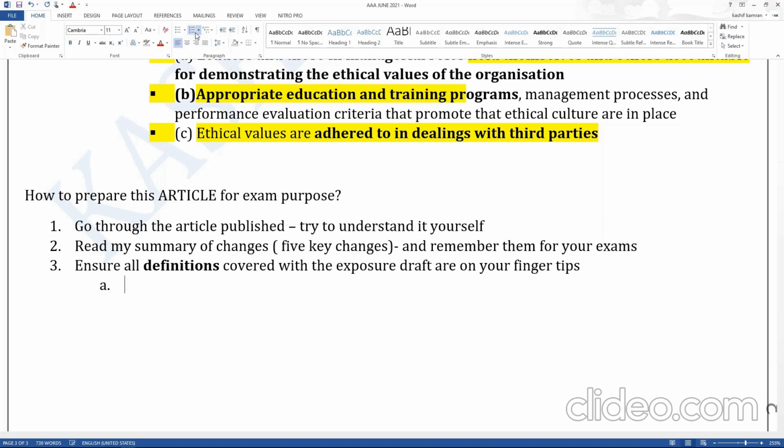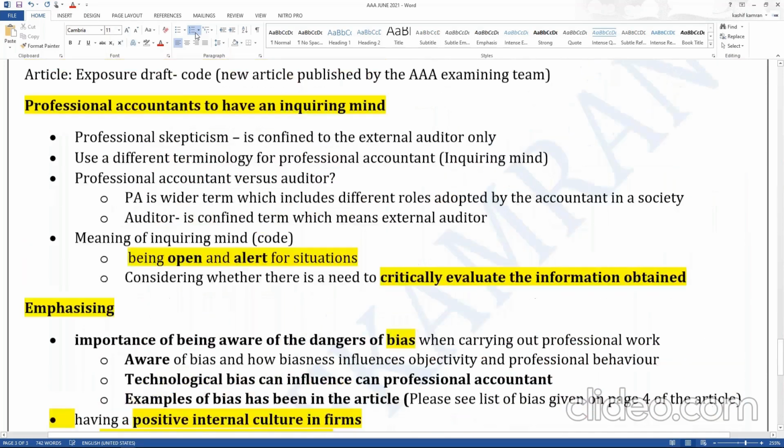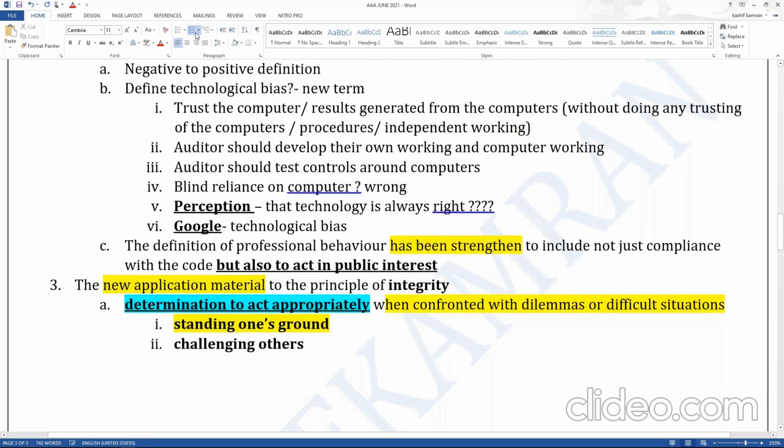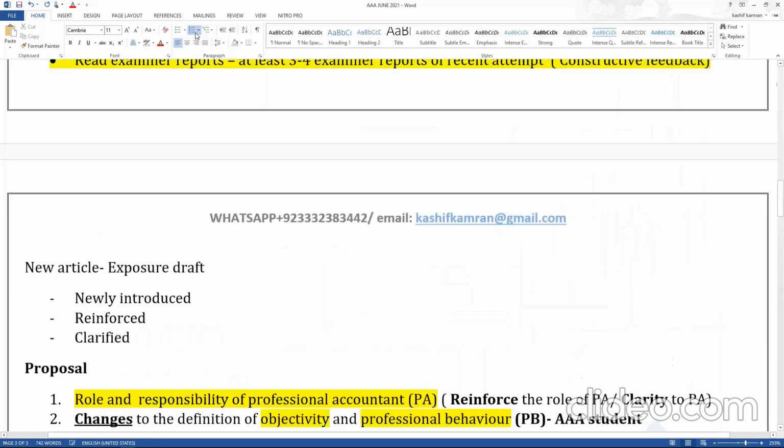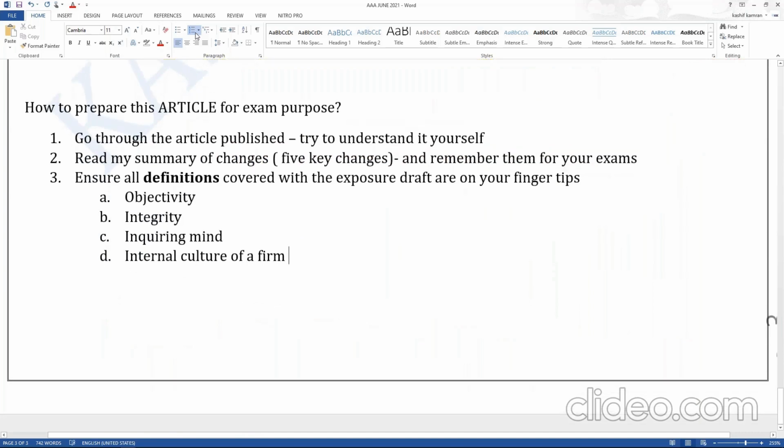Now, some of the key definitions. I think we got a definition of objectivity yesterday, and we got a definition of integrity yesterday, if I'm not wrong. We got a definition of inquiring mind today, and we got a definition of internal culture of a firm. I think these are key terminologies: objectivity, integrity, inquiring mind, and internal culture of a firm. Just let me confirm that from my previous day. Okay, we got the definition of integrity yesterday. So definitions of objectivity, integrity, inquiring mind, and internal culture of a firm.